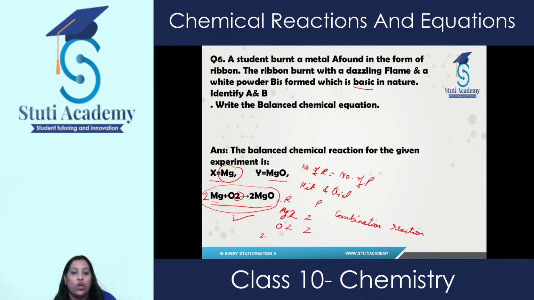First is which type of reaction is this? Second, balance this chemical equation. And the third one is whether magnesium oxide is basic or acidic in nature. So it can come in any way, or this can come like this also. It's a 2-mark question, an extremely important question. So I hope this question is clear to you.